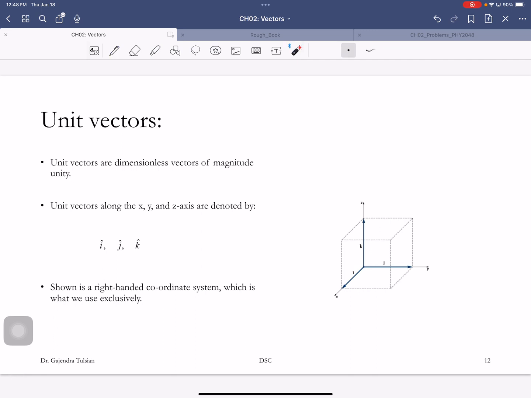Now we're going to introduce 3 special vectors. These guys are going to be your best friends. These are unit vectors, and they point along the coordinate axes. So here are x, y, and z. You'll see different notations in different books, like x hat, y hat, and z hat. I like to use i, j, and k, so we'll use i, j, and k.